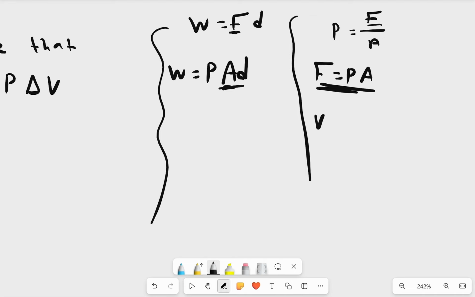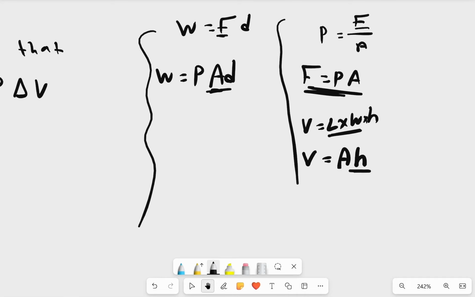Remember, volume was equal to length times width times height. And we were saying something else. We were saying A, area, multiplied by H. This H can be written as D too. So volume is equal to area times distance. It's the same thing. They have the same meaning.